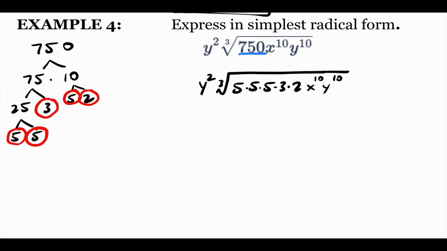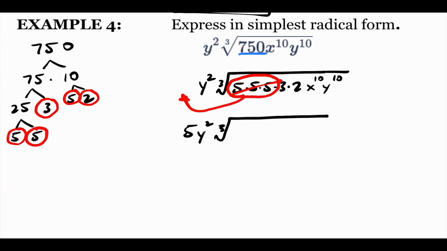Just like you guys said, this one's triples. We're looking for triples, so I'm going to circle triples. I got triple 5s, so triple 5s are going to come out. So I have 5y squared. The 3 times the 2 has to stay because 3 doesn't have a triple, 2 doesn't have a triple. So 3 times 2 is 6.